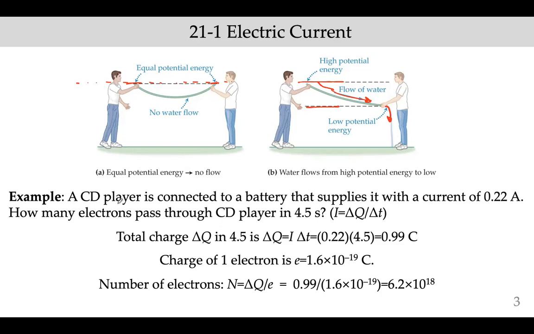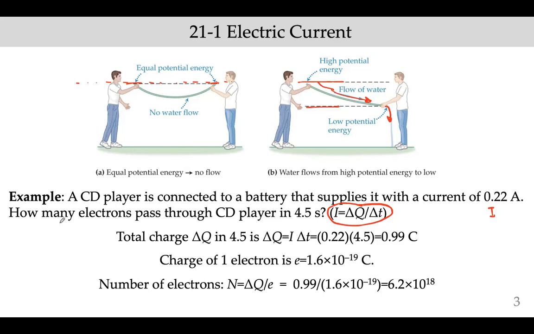So let's do an example related to electric current. A CD player is connected to a battery that supplies it with a current of 0.22 amperes. So this is the current. How many electrons pass through the CD player in 4.5 seconds? So we will use the formula that we learned, the definition of current. We know the current and we know the time. So from here, we can calculate the charge.